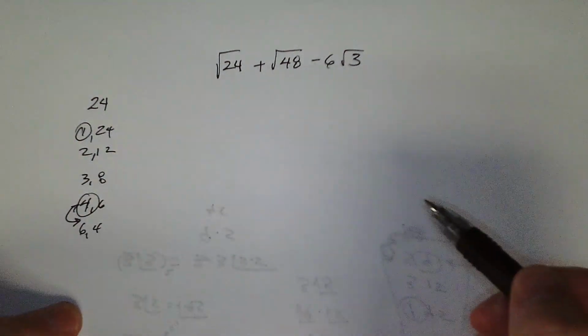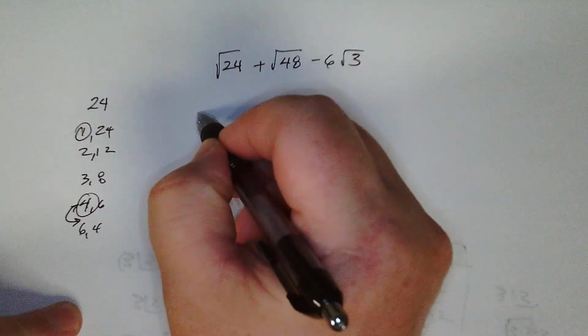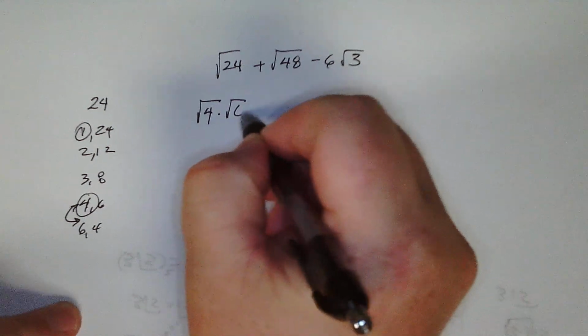So we have 2 squares. We have a square number that's 1. 1 is 1 squared. 4 is 2 squared. So we're going to rewrite the square root of 24 to be that.